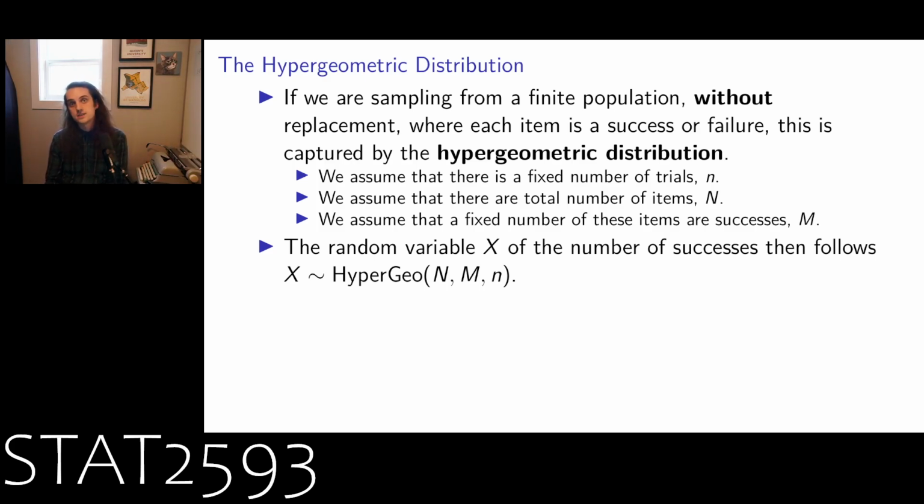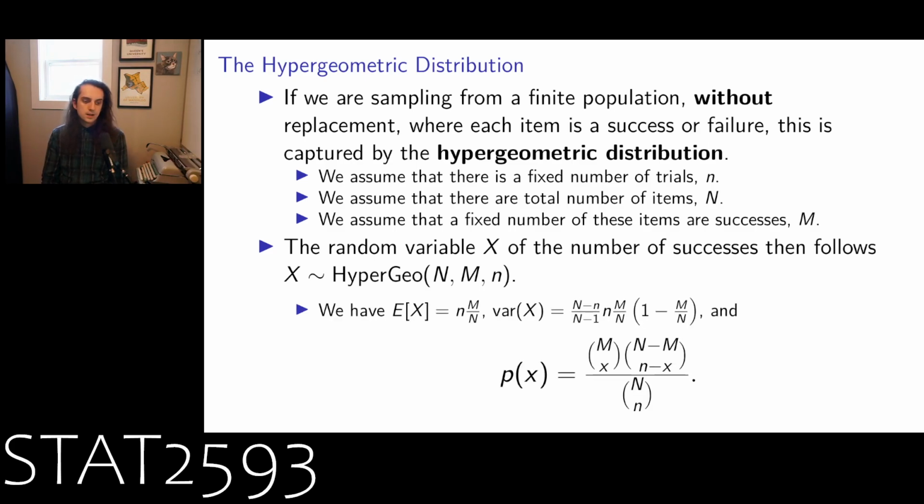You could think about this as drawing cards from a deck of cards where the successes are the aces. We have 52 total cards, there are 4 items which are successes, and then we could set a certain number of trials. Maybe you draw 13 cards. We're going to have closed form expressions for the expectation, the variance, and the probability mass function.